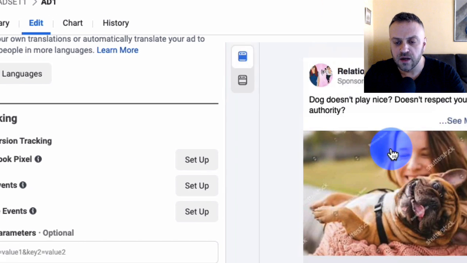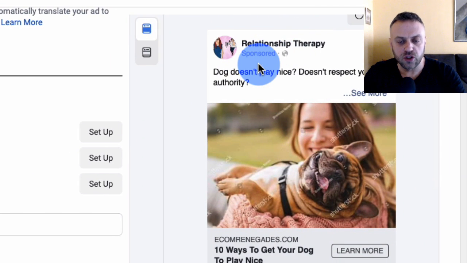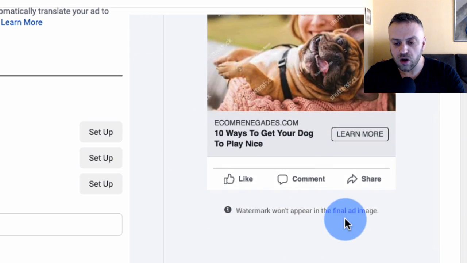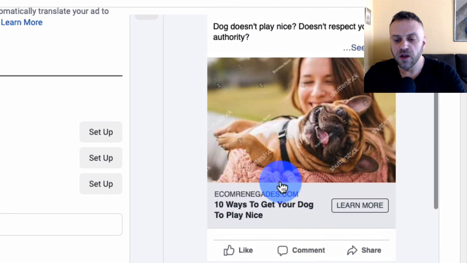And so we have an ad here. Obviously, you're going to have a page, dog training tips. You always need a Facebook page when you're advertising on Facebook, right? Even if you don't have a website, even if you do have a website, you always need to have a Facebook page. And so you're going to have an image. These watermarks are not going to appear in the final ad image, so don't worry about that. And then you're going to have the name of your site.